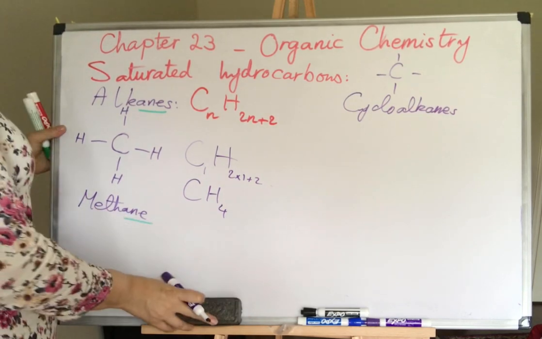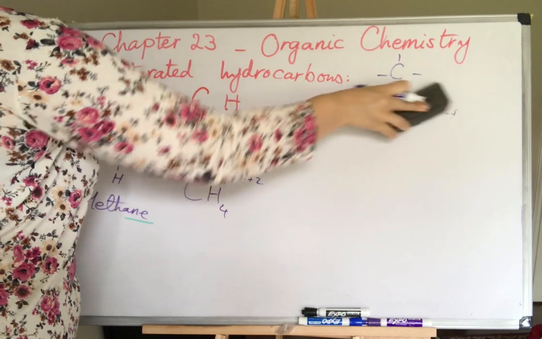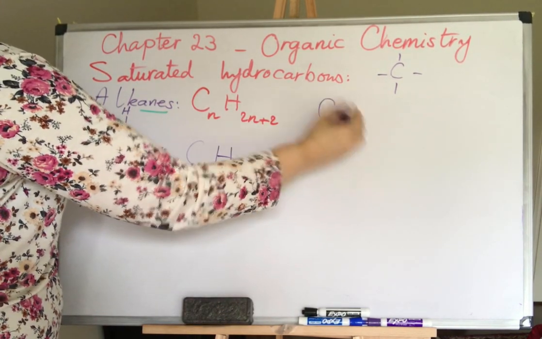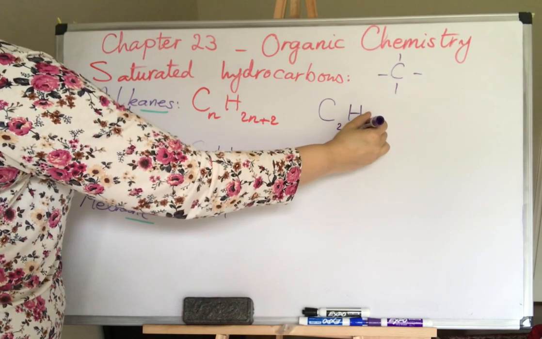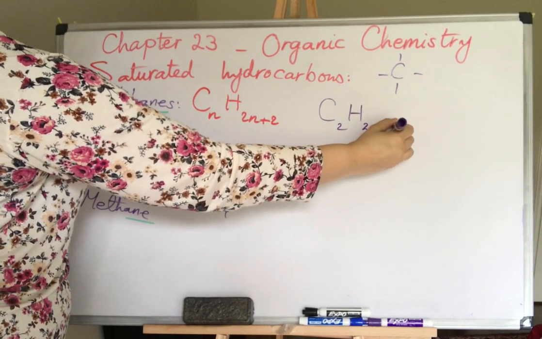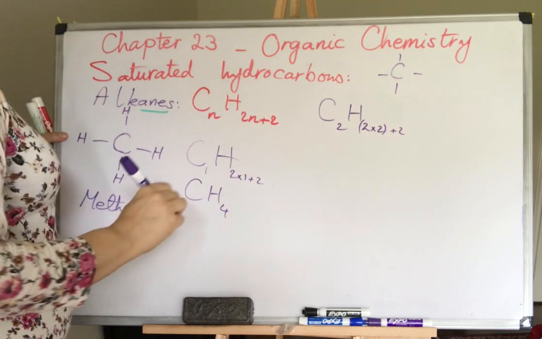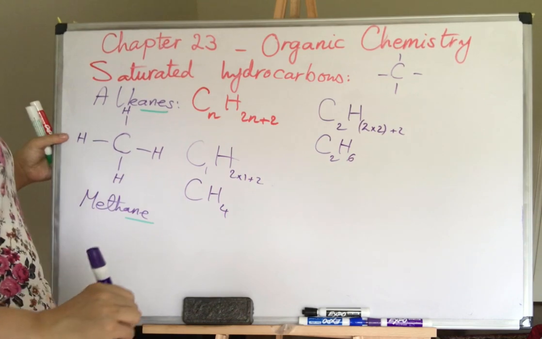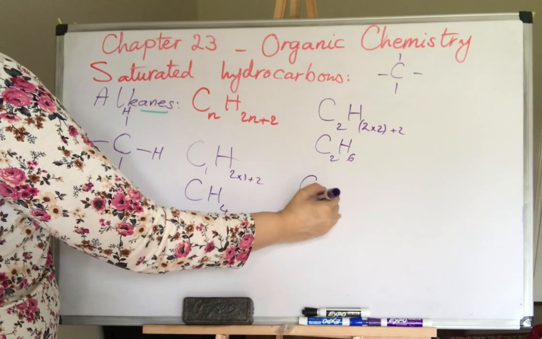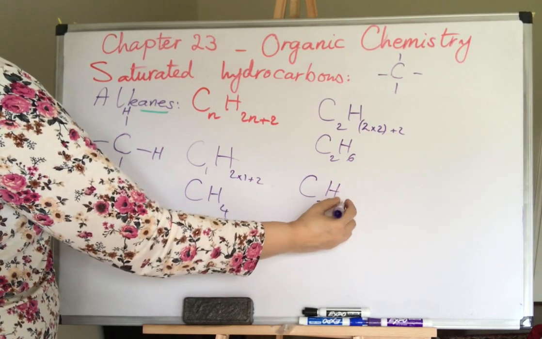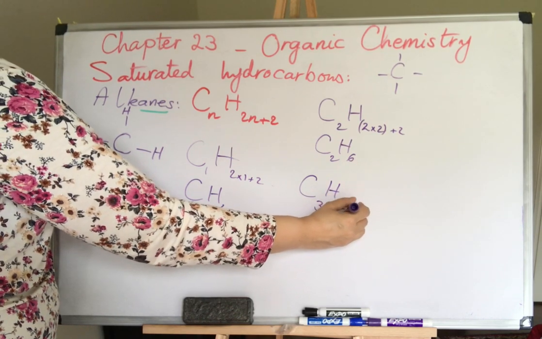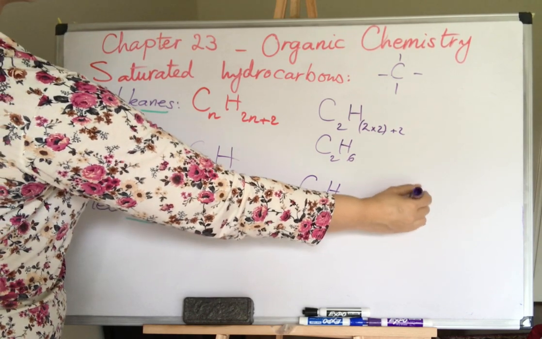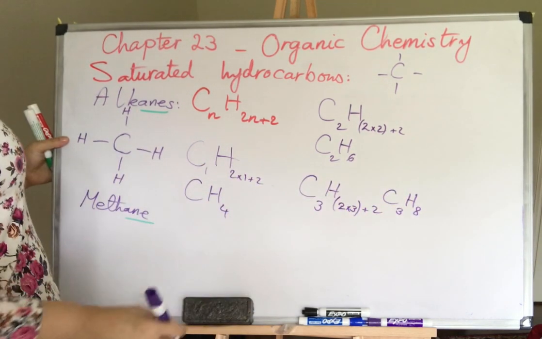We'll talk about stuff like alkanes later. How about if you have 2 carbons, C2, how many hydrogens do you expect to have? 2 times 2 plus 2, right? So it would be C2H6. If you have 3 carbons, then you have 2 times 3 plus 2, which is C3H8.